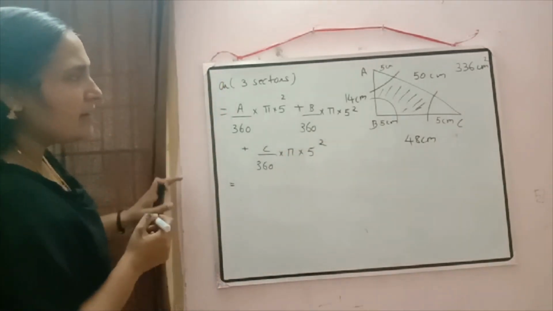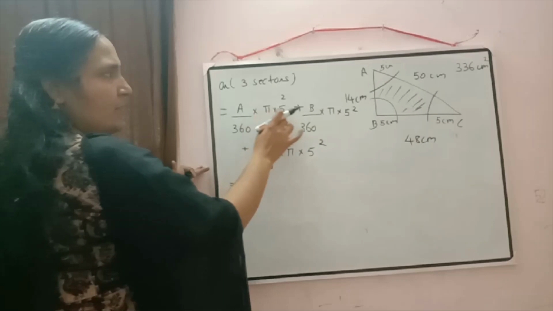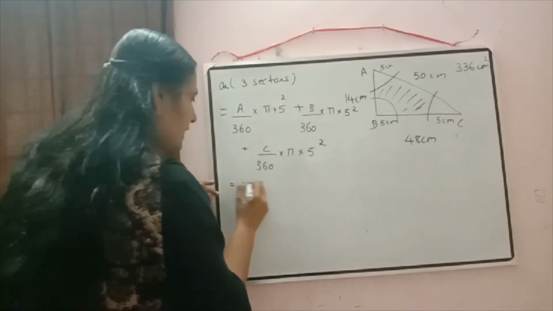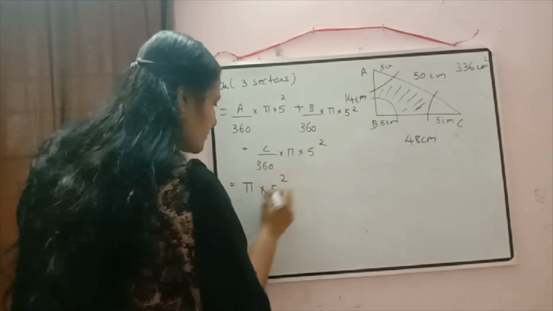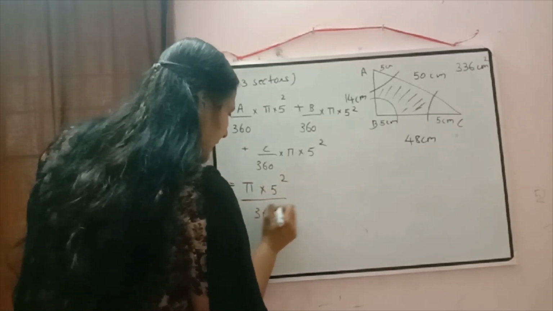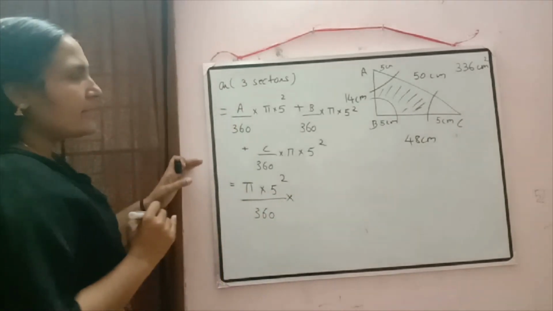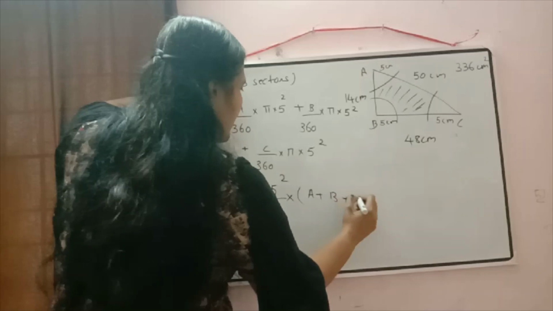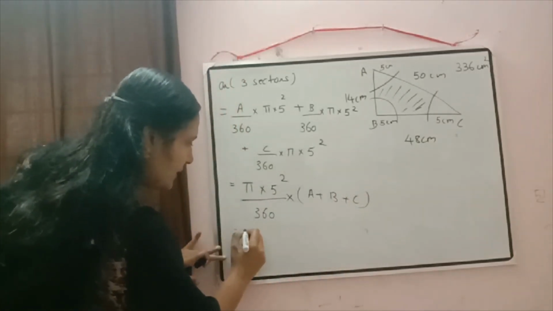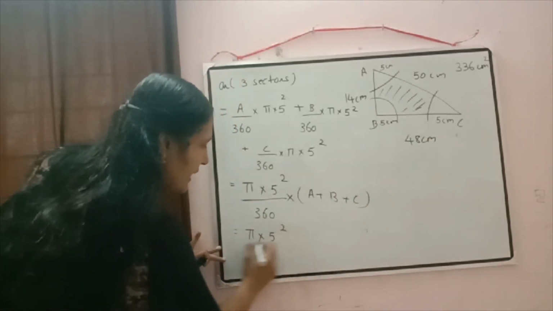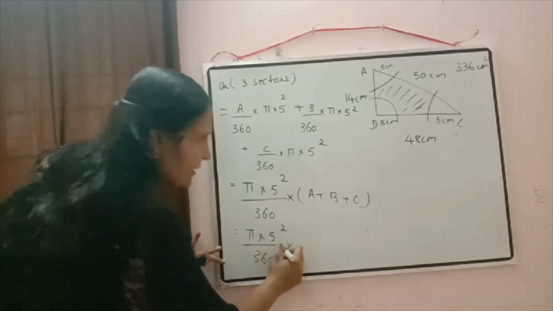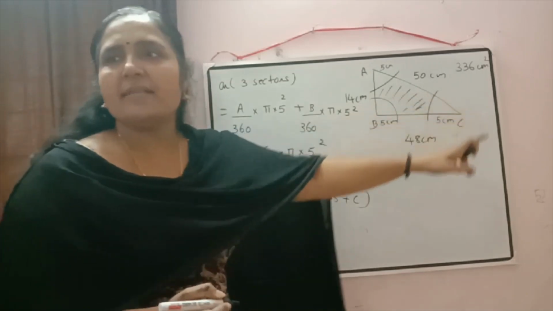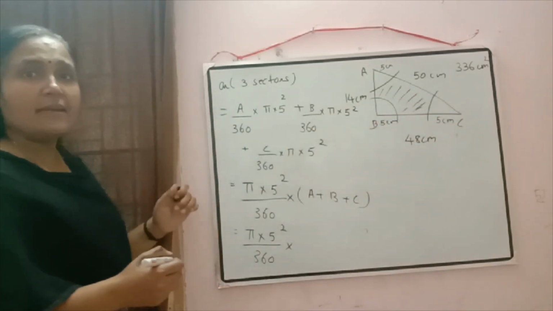Anything common here? Yes. Pi into 5 square is common and this 360 also common. So take it outside: pi into 5 square by 360 taken common. What will come inside the bracket? Inside the bracket remaining is A plus B plus C. And can you tell me what will be the value of A plus B plus C? Angle A plus angle B plus angle C, they are the angles of a triangle.